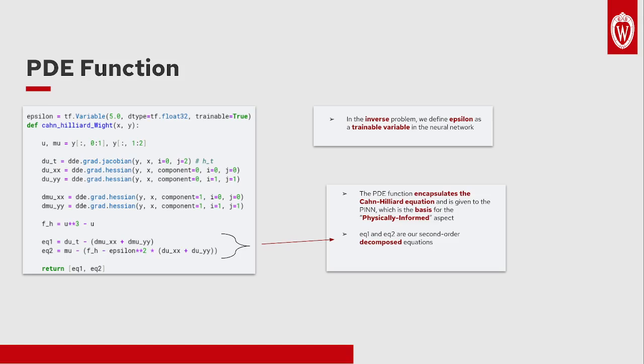Now we'll take a look at our PDE function. This is arguably the most important part of the PINN, as it defines the Cahn-Hilliard equation, and obviously this is kind of the crux of our problem.